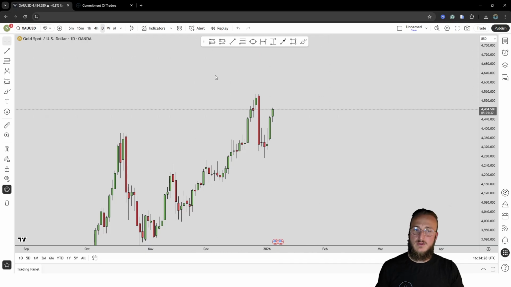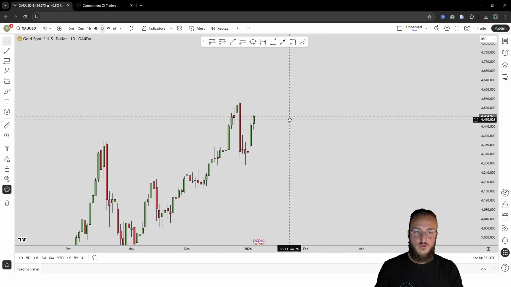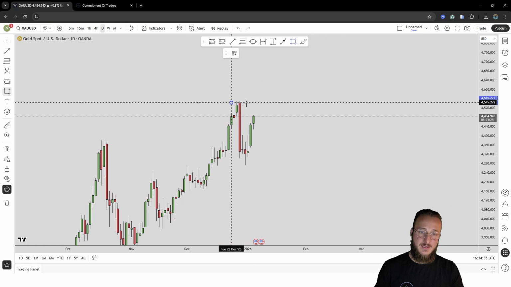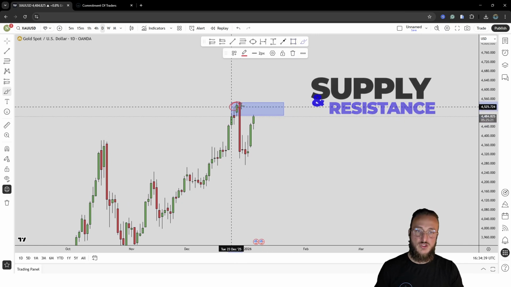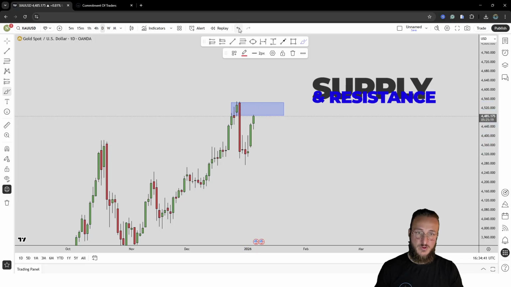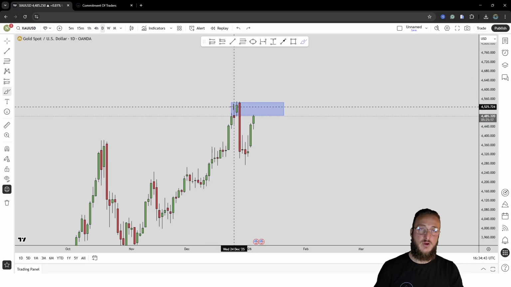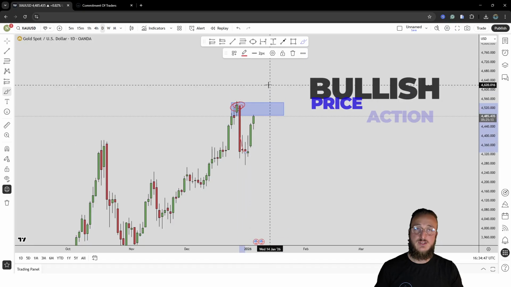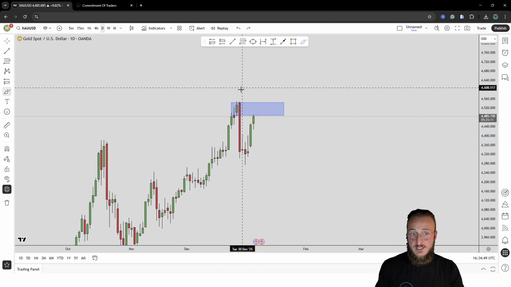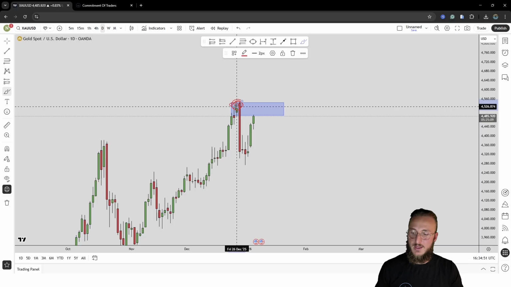Now, if we are looking here on the daily time frame, notice the kind of structure that we have. The previous high here is the strongest level. This is previous supply and resistance from which all this rejection to the downside was created. So when we had very strong bullish momentum, the market stopped at this level and got rejected to the downside very aggressively. Now, this means that this was a very strong supply and resistance zone.